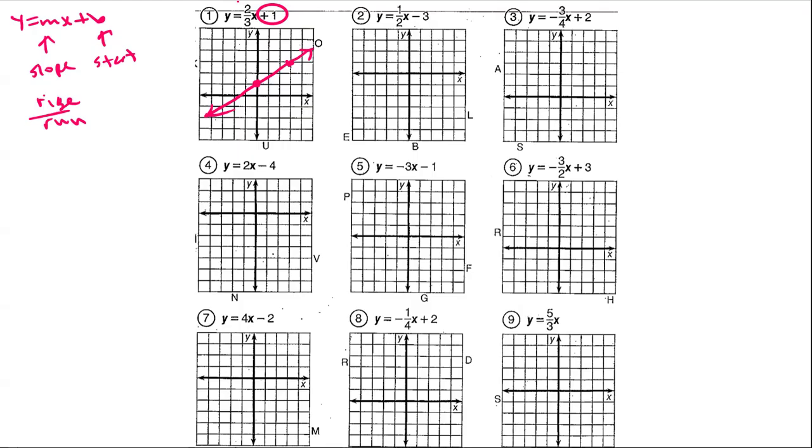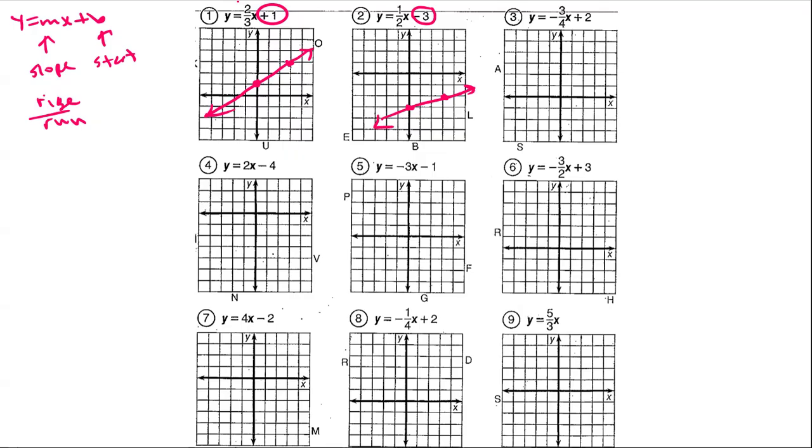Let's do the second one here. I have y equals 1/2 x minus 3. So again, I'm going to start at -3. So that means I'm going to go down, 1, 2, 3. Plot your point. Then I go up 1, then over 3, 1, 2, 3. And then there's my graph.